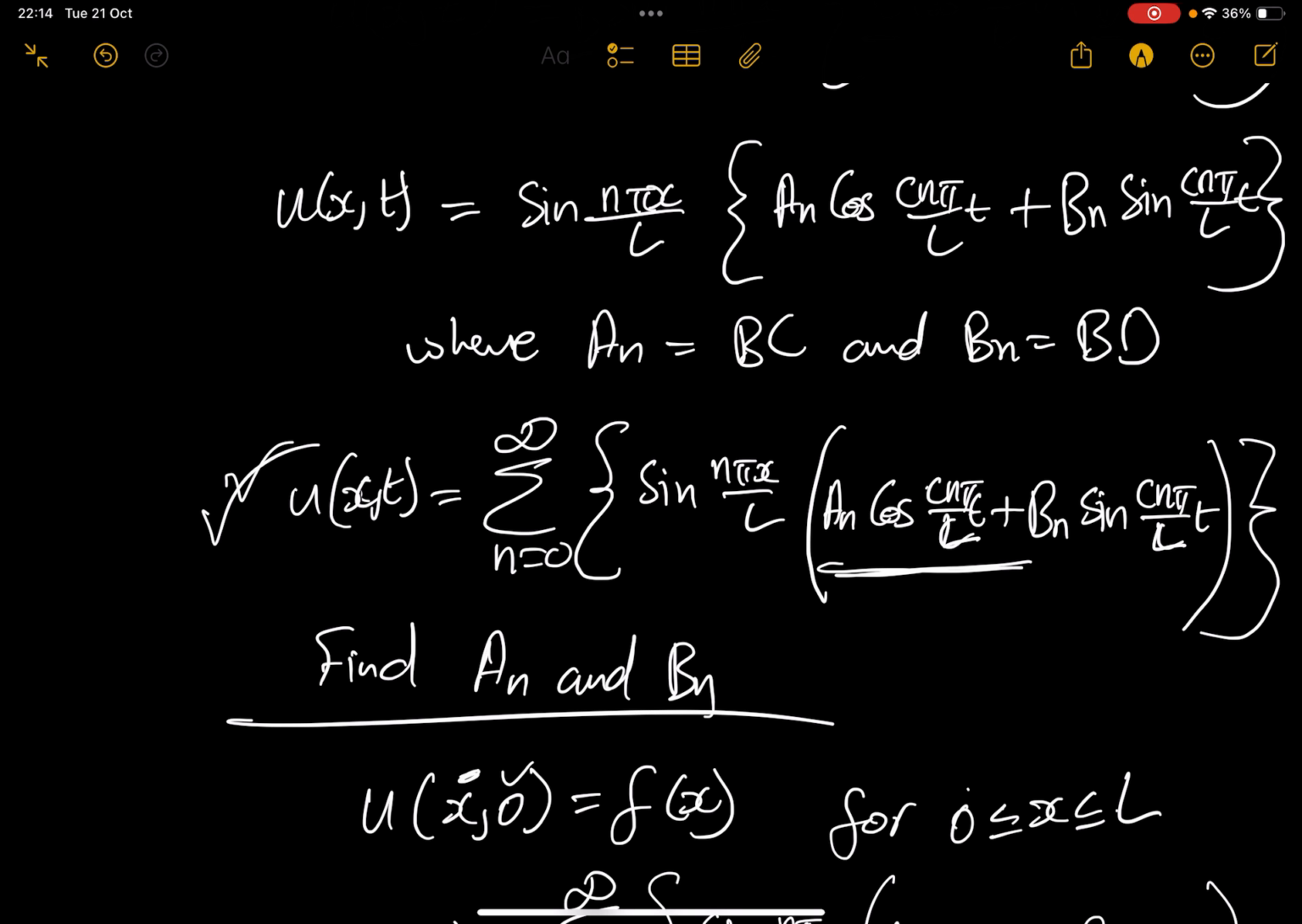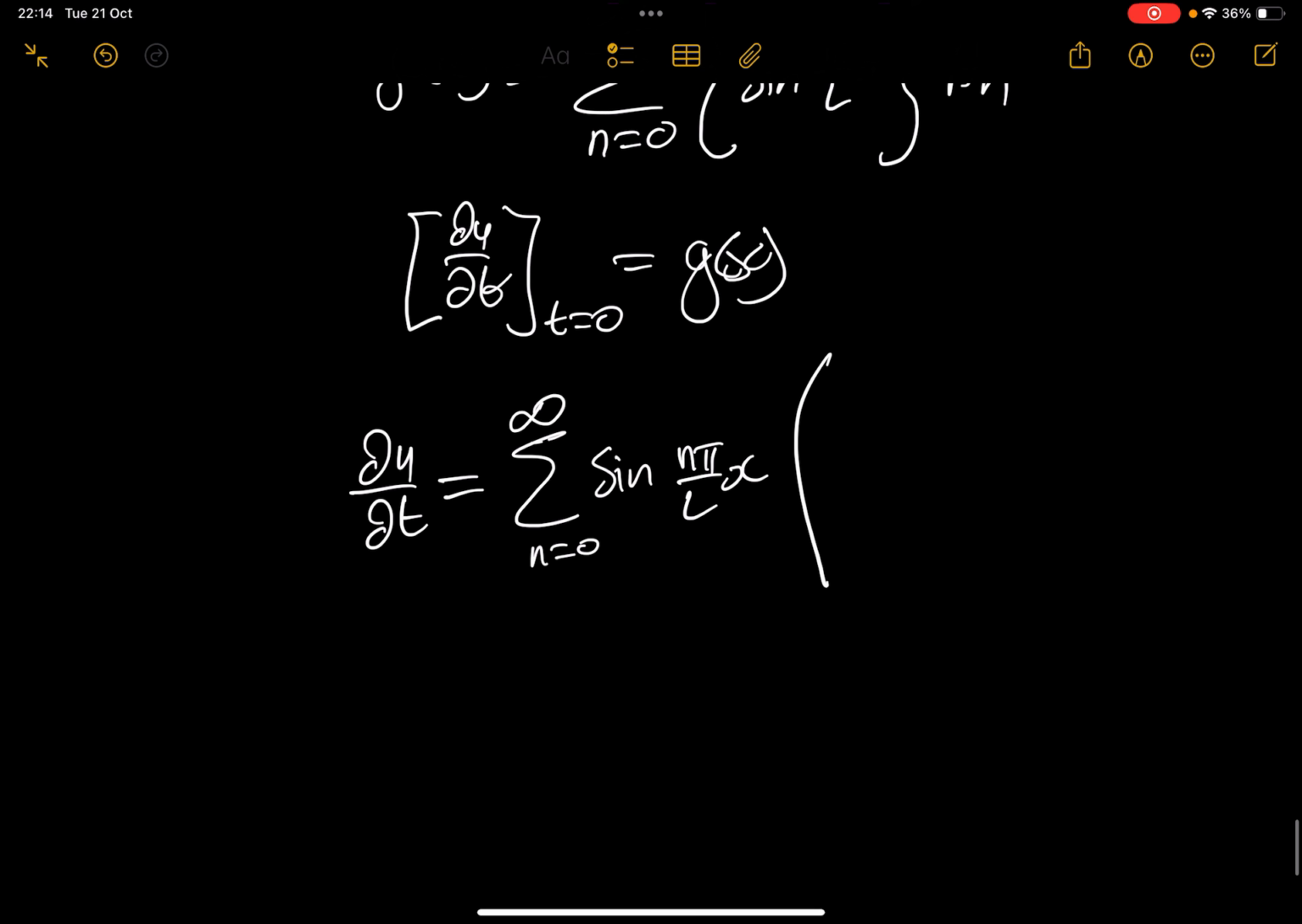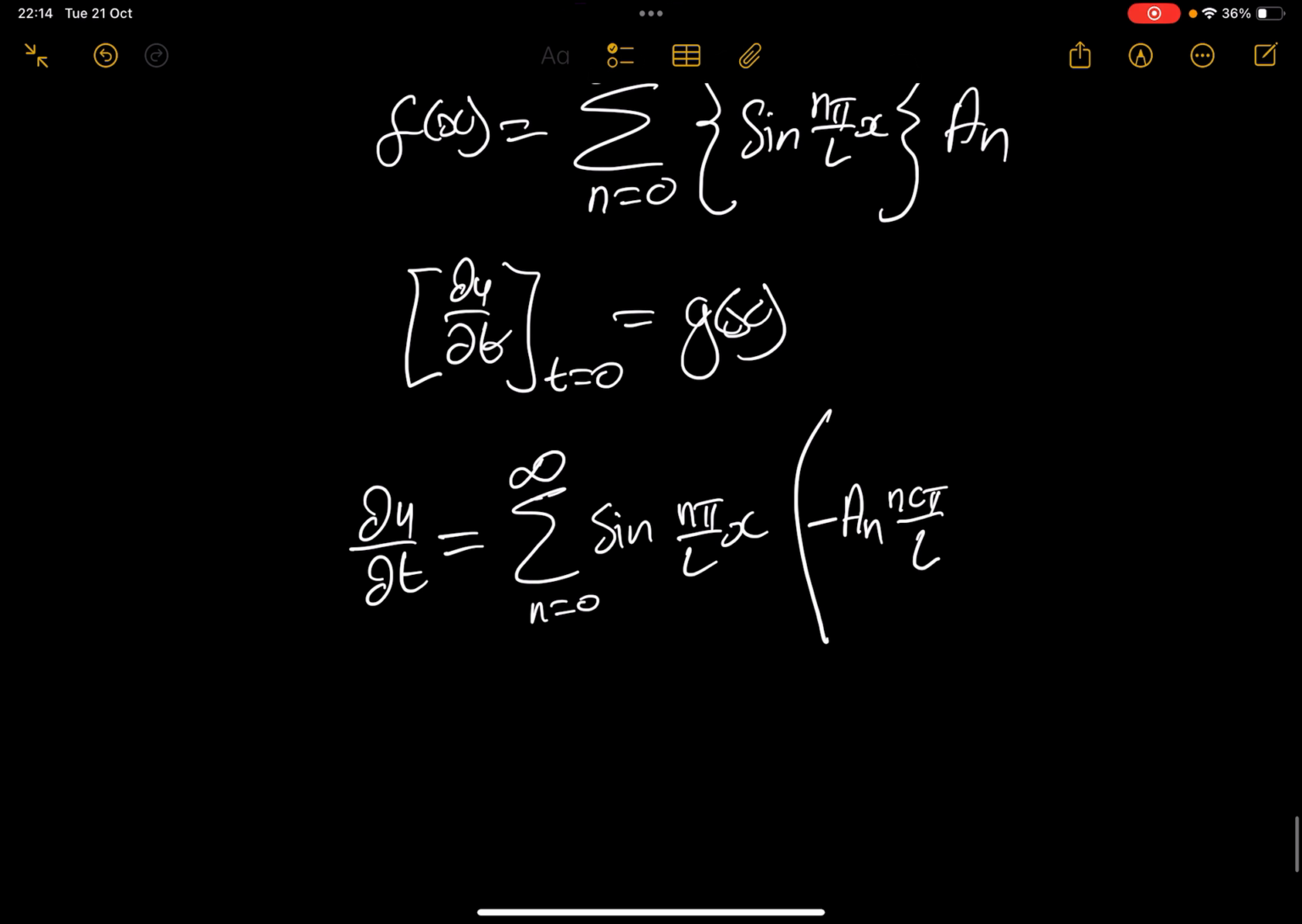So now let's differentiate this an cos n c pi over L times t. We are going to get what? When you differentiate cos, we are going to get minus an, and then differentiate what is inside. It's going to be n c pi over L, and then remember, this is going to be sine n c pi over L t.